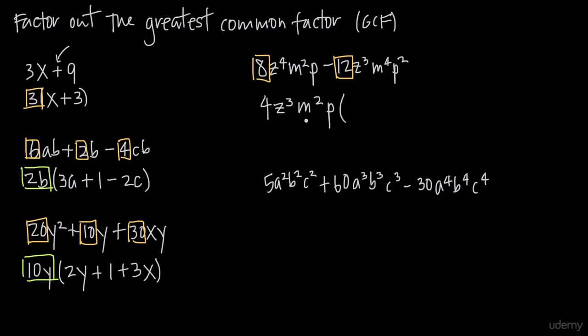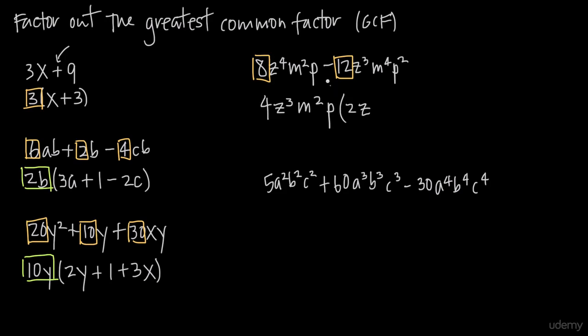Now, what do we have to multiply 4z cubed m squared p by to get back to our original polynomial? Well, we have to multiply 4 by 2 to get back to 8. We have to multiply z cubed by z to the first, or just z, to get back to z to the fourth. We have to multiply m squared by 1 to get back to m squared, so we don't have to include that.